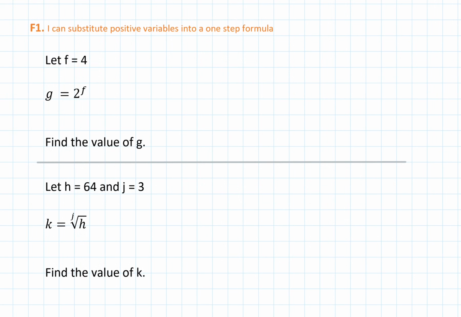Moving on to slightly more complicated examples. If my formula is g equals 2 to the power f, then the variable is in the power. And if we take the value of the variable to be 4, then after substituting, we have that g equals 2 to the power 4, because f equals 4 in this question. Remember that 2 to the power 4 means 2 multiplied by itself 4 times. So 2 to the power 4 equals 16. The value of g is 16.